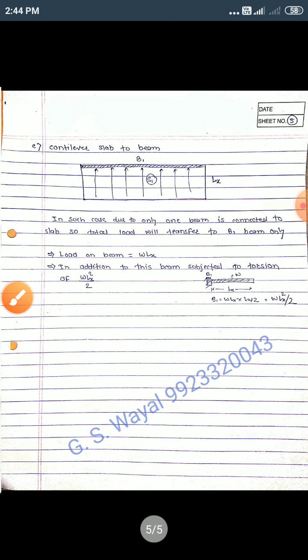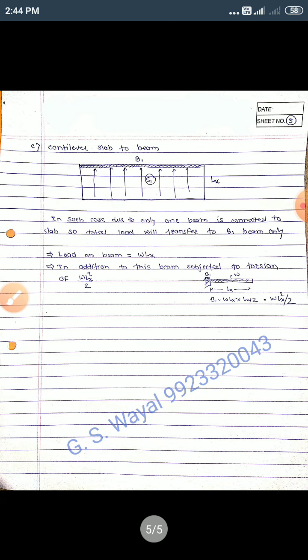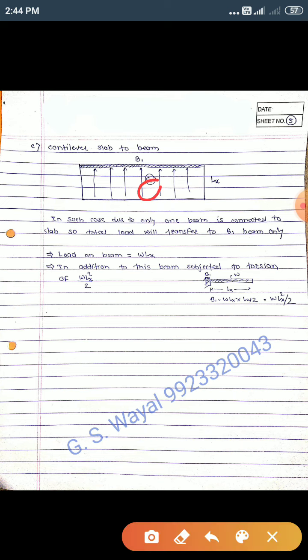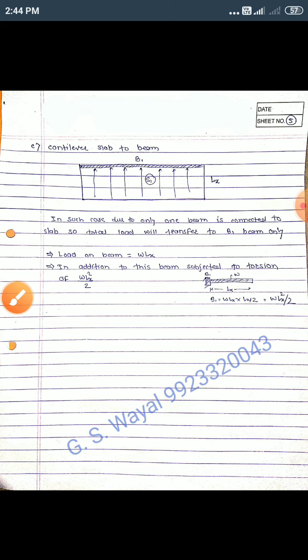Now after that, the cantilever slab transfers its load to the beam. Here we are considering that this S2 slab is connected on only one side, that is the B1 beam, with no beam on this side, meaning this slab is fixed at point B and free at this point. That's why we are considering this a cantilever slab. In such a case, since only one beam is connected to the slab, the total load will transfer to the B1 beam only. Whatever load is coming on your cantilever slab will transfer to only one beam, because one beam is there.